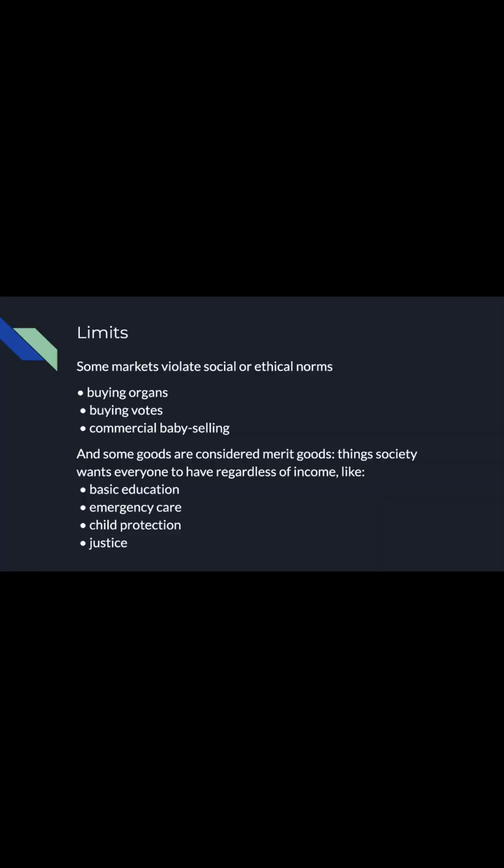On markets, not every allocation problem should be solved by buying and selling, and some markets violate social and ethical norms, like illegal markets, such as buying organs or buying babies with better genetics. Some goods are also considered merit goods, things society wants everyone to have regardless of income, like basic education, emergency care, and child protection. These limits aren't graphable, they're just values.